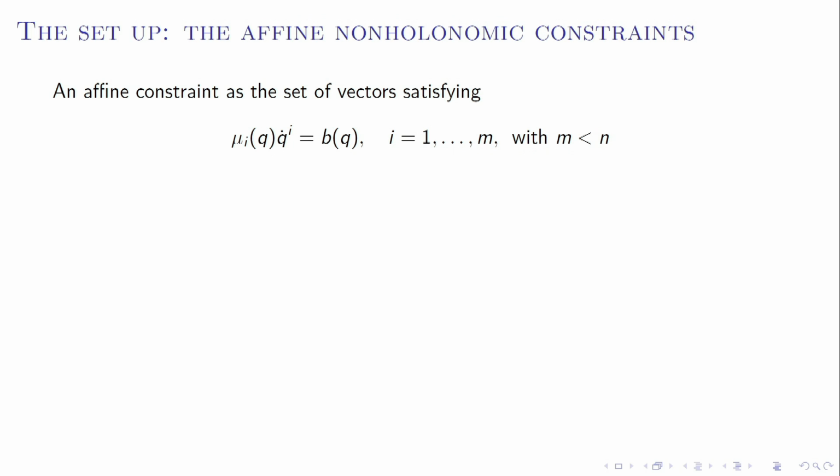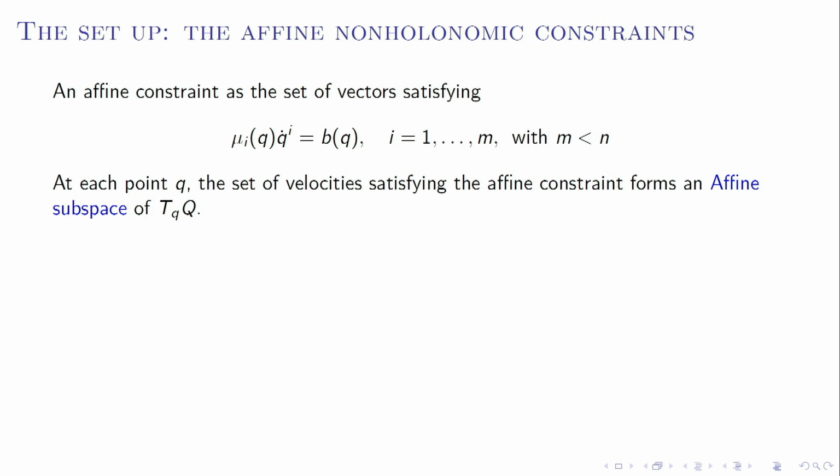On the other side, affine constraints, those we will address today, are of this form. If you consider a one-form mu on the configuration manifold, the set of velocities satisfying these equations is what we call affine constraints. If that function b is 0, then we would have linear constraints, so we are including linear constraints in this model. At each point of the configuration manifold, these equations define a subset of the tangent space. It's not a subspace because it's a hyperplane that may not contain the zero vector, but it is modeled on a subspace, of course. That's just the definition of an affine subspace.